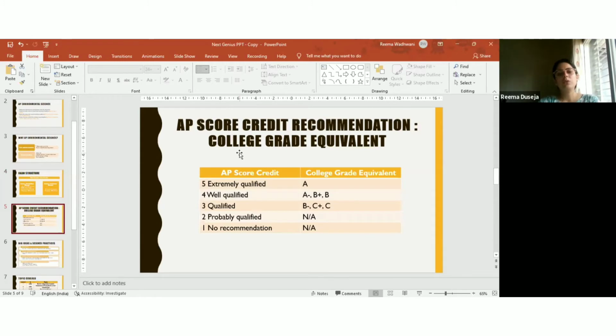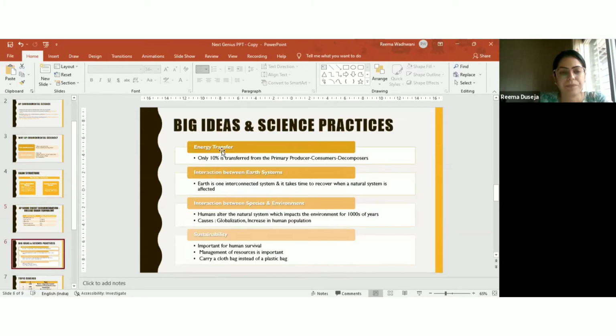So coming to the score credit recommendation, if you score a 5 on the AP, you are extremely qualified. That is the college grade equivalent of an A. A 4 would be an A minus, a B plus, or a B. So our target is to score a 4 or a 5 in AP EVS. But a 3 is also a B minus, C plus, or C, and 1 and 2 are not applicable.